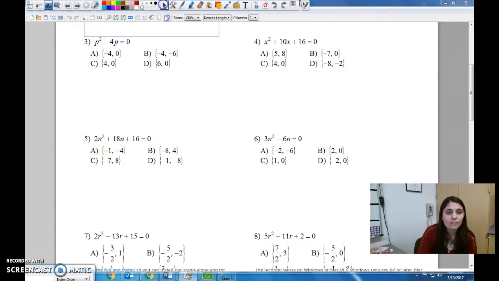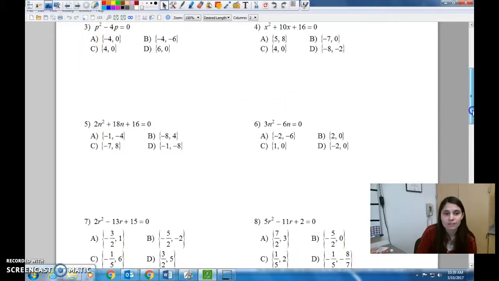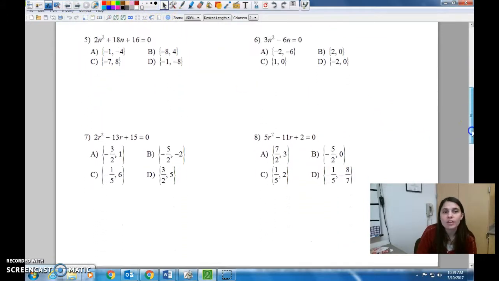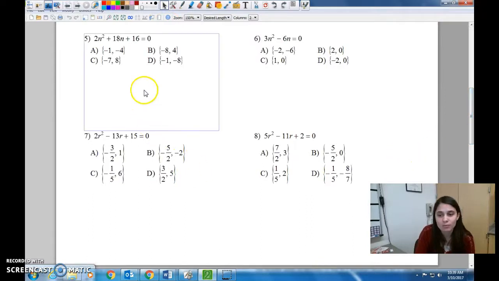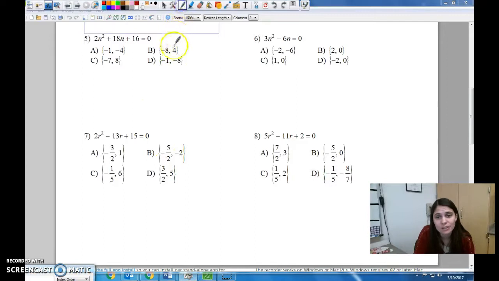All right, number 5 looks a little bit different. So one thing that I should have been better about talking about up above is before you start factoring a problem, you should always see if there's a greatest common factor you can factor out. So right here I have 2, 18, and 16, and 2 goes into all of those. So then I'm left with n squared plus 9n plus 8. And this quadratic I have in parentheses is exactly like numbers 1, 2, and 4.